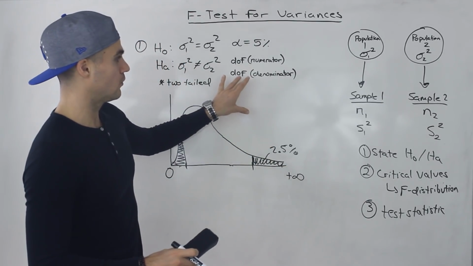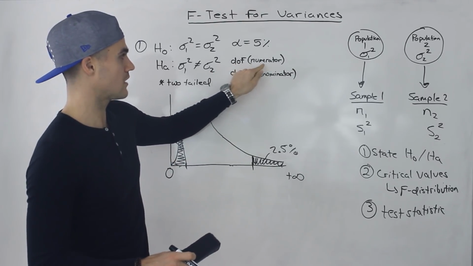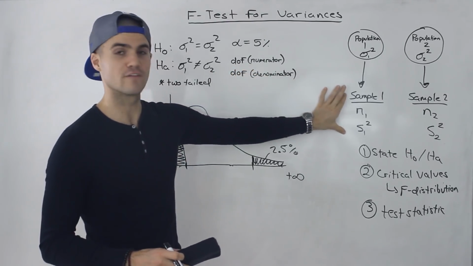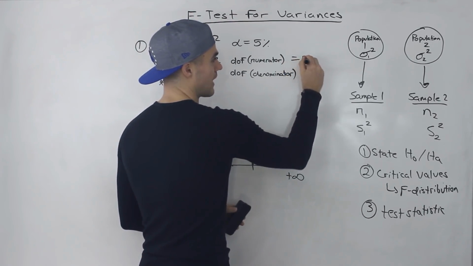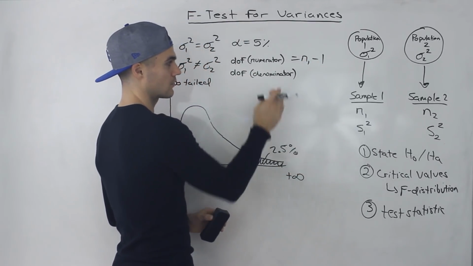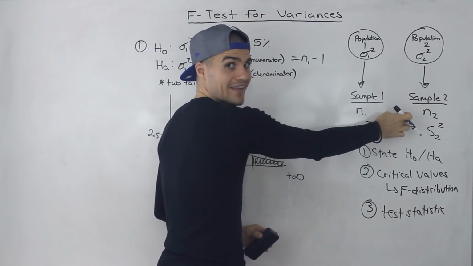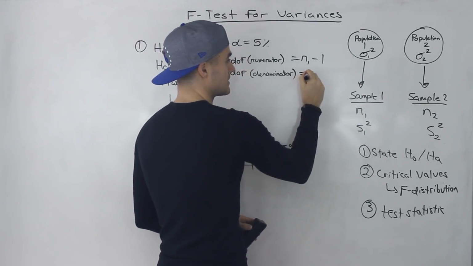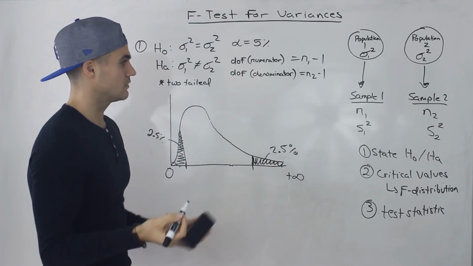But for now, what I want you to know is that the degrees of freedom of the numerator depends on the first sample. And it's actually equal to that first sample size minus 1. Right? And then the degrees of freedom of the denominator is going to be based on that second sample size. So it's actually going to be n2 minus 1. So let's do an example.